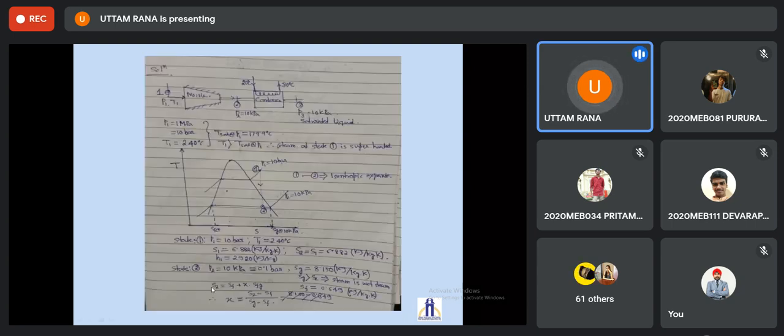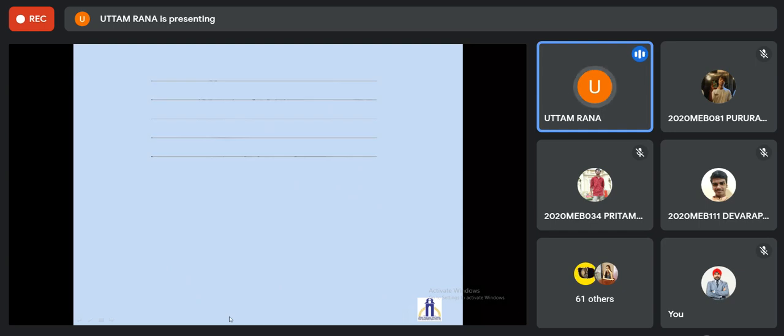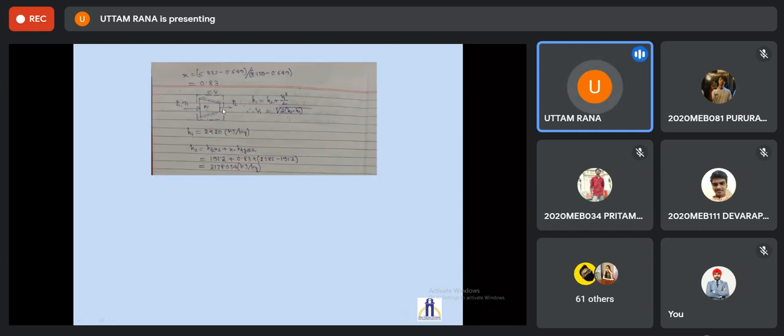So how to find the quality? Quality: S2 is equal to Sf plus x into Sfg. So we'll get the value of the quality of the steam. What value of quality will we get? If we substitute the property values, it will be equal to 0.83.